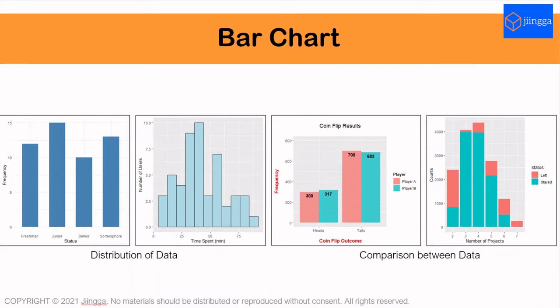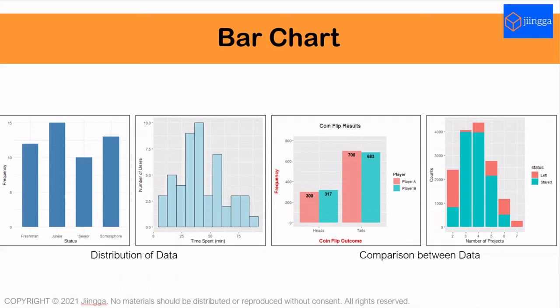A very common type of chart is bar chart, and there are many types of bar chart. The main usage of bar chart is to display the count distribution or percentage distribution between categories or between continuous intervals. For example, the first bar chart here shows the count of each group of data, while the second bar chart shows the count over a continuous interval.